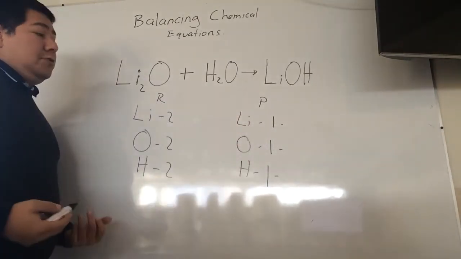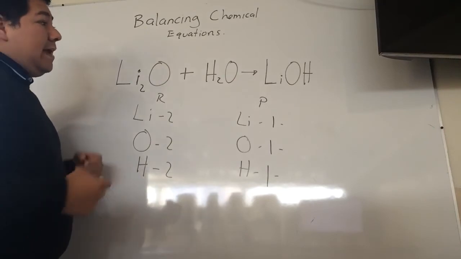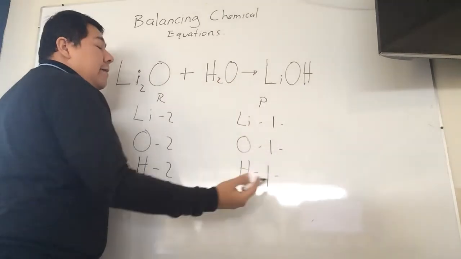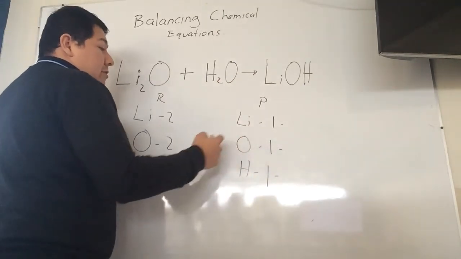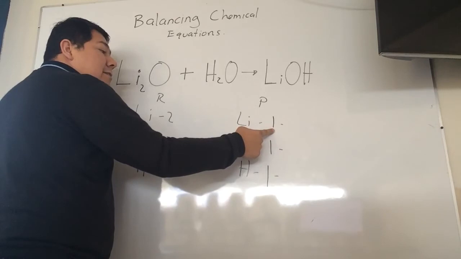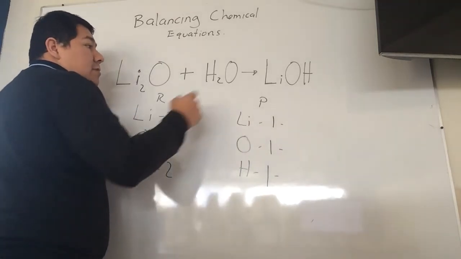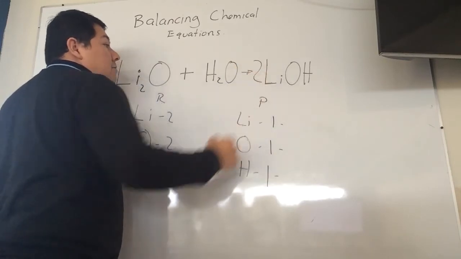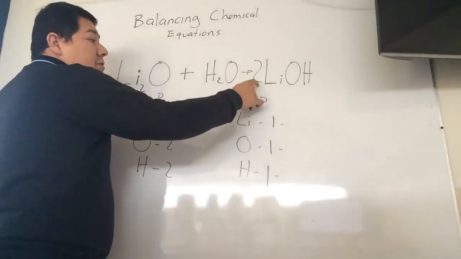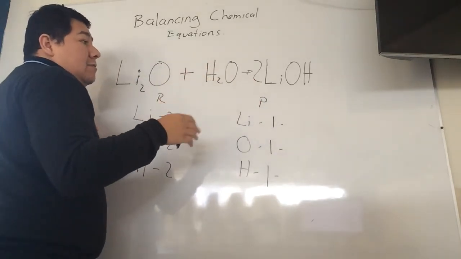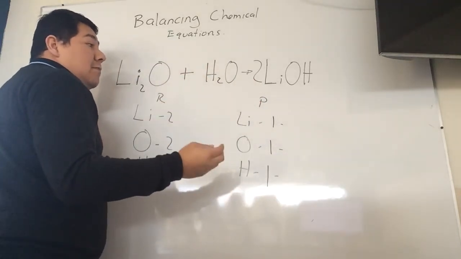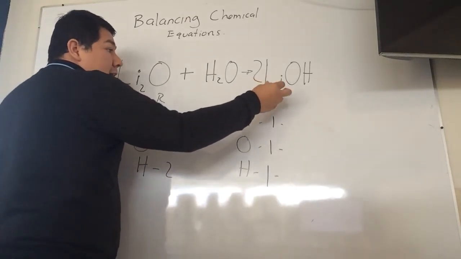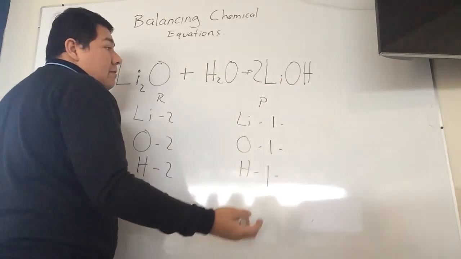So what I have to do is add a coefficient on the side of the products. Why? Because I want to reach this amount. Instead of having 1 atom, I want to have 2 atoms. So when I write here a coefficient 2, this coefficient 2 will multiply the amount of atoms of each element that it affects. In this case, it only affects 1 product, because you have only 1 product here.